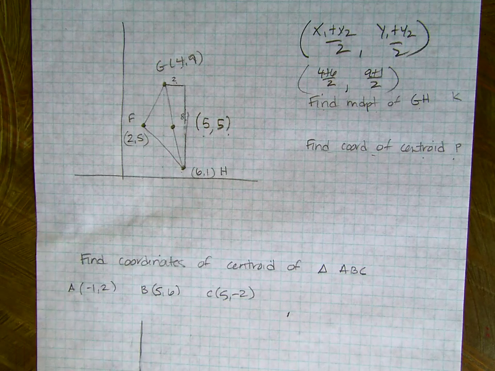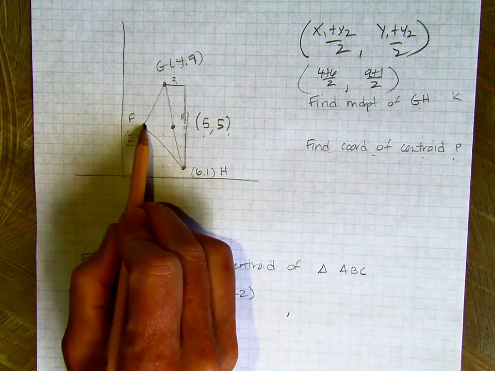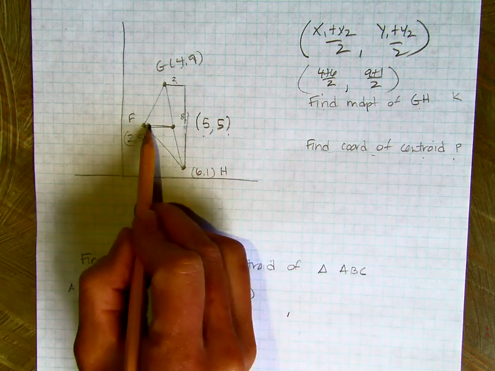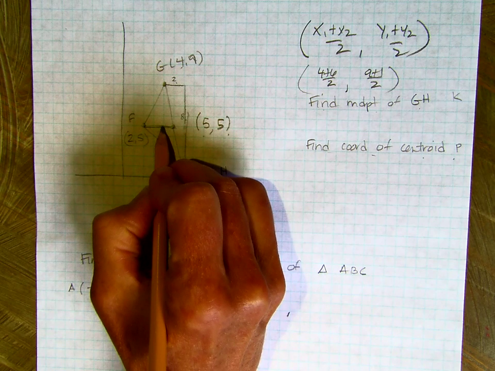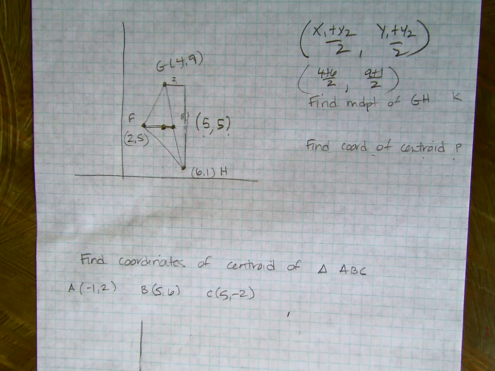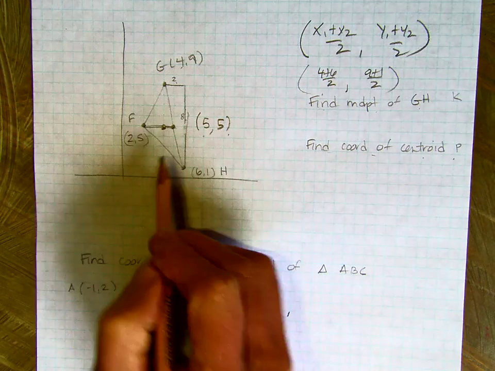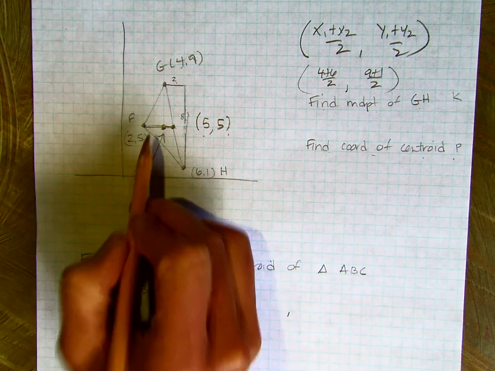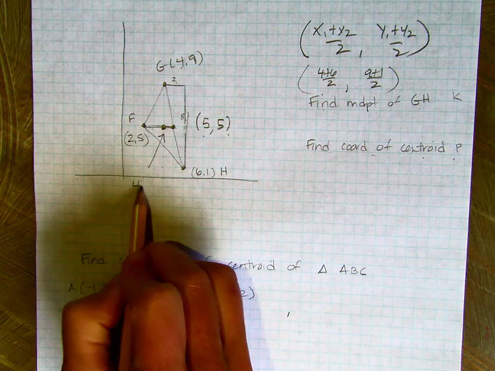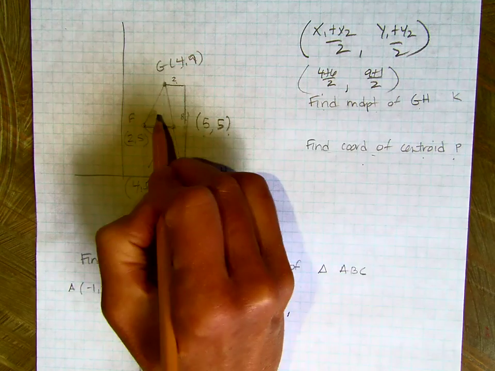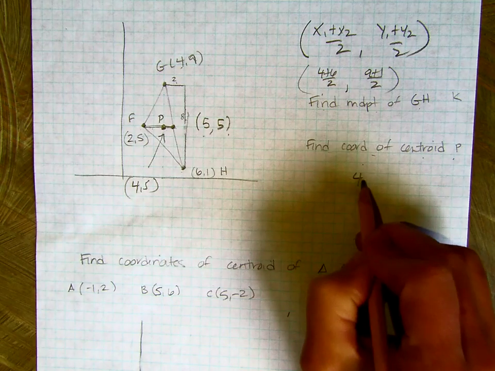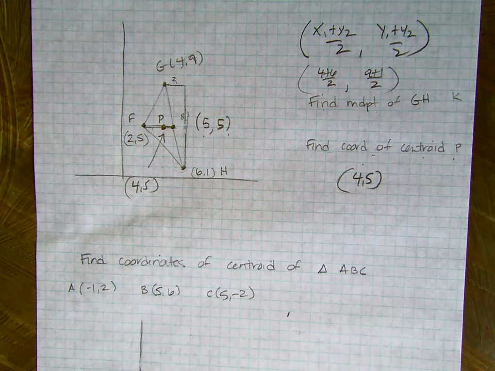And it's a centroid, P. The centroid has to be, so if I go from F to the midpoint H, well, this is 3 units long, 2 from that, so that would be 2, 3, 4. The coordinates of the centroid P would be 4, 5.